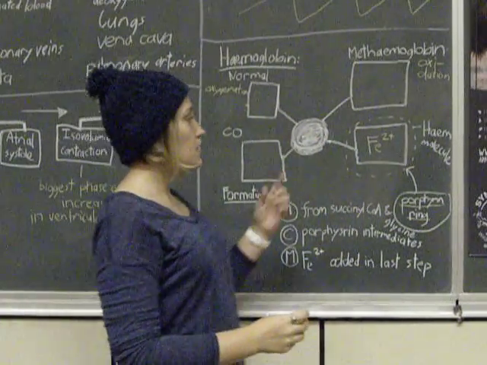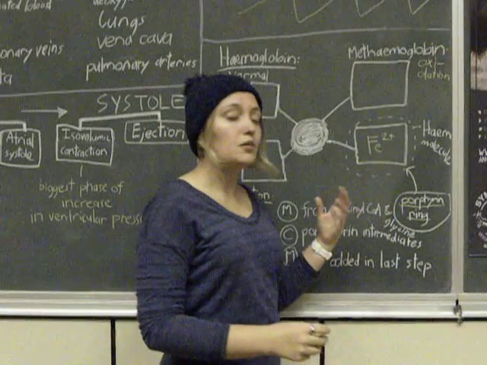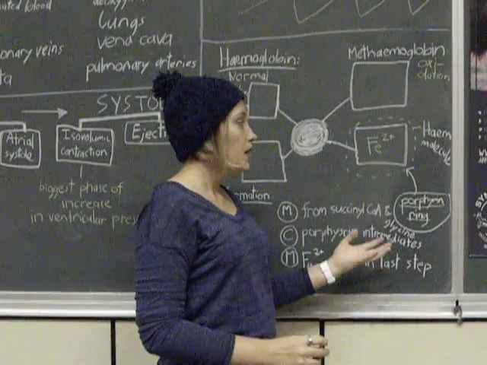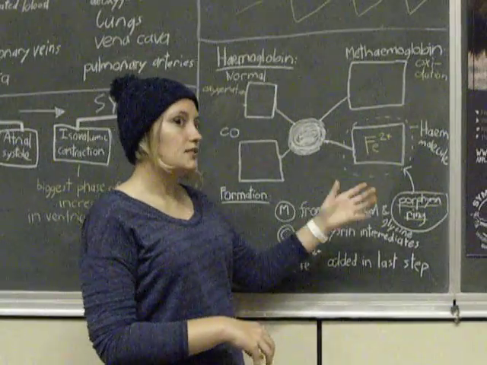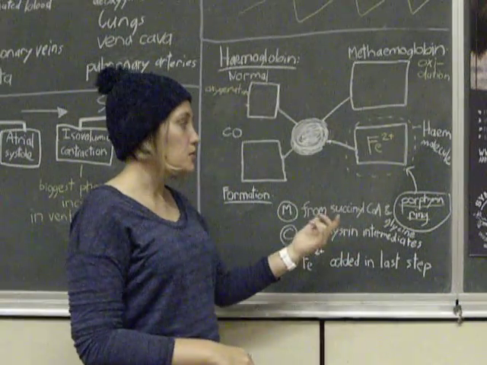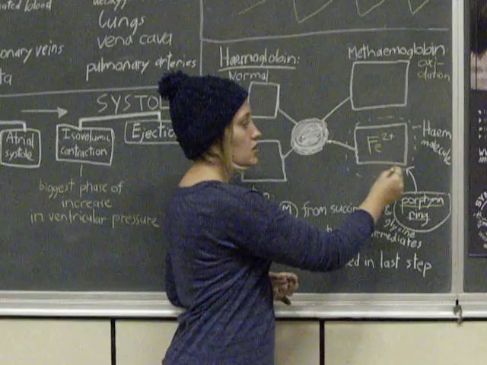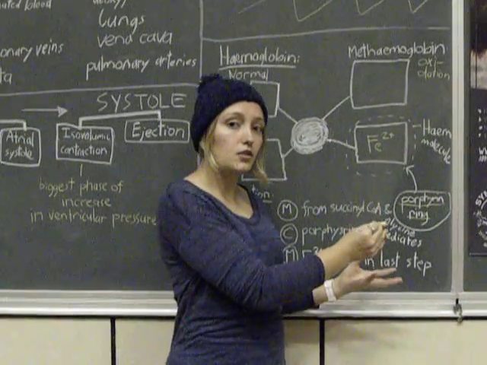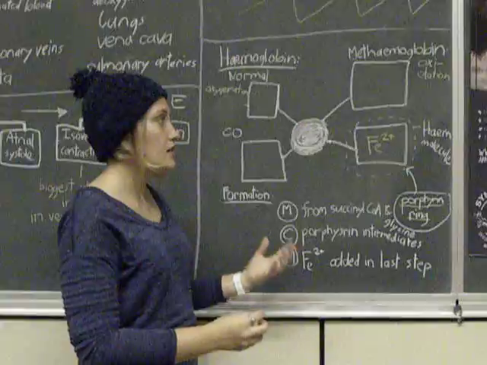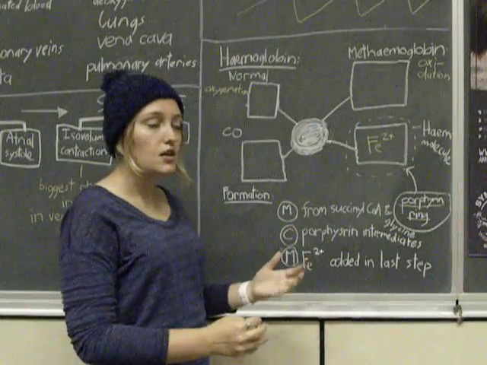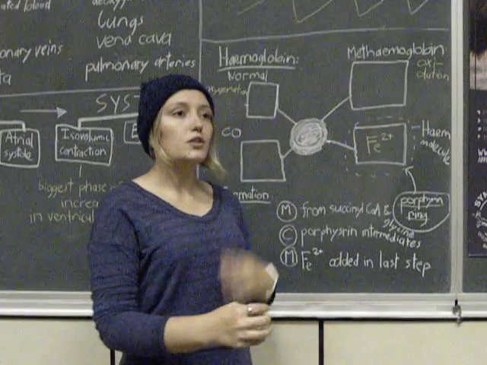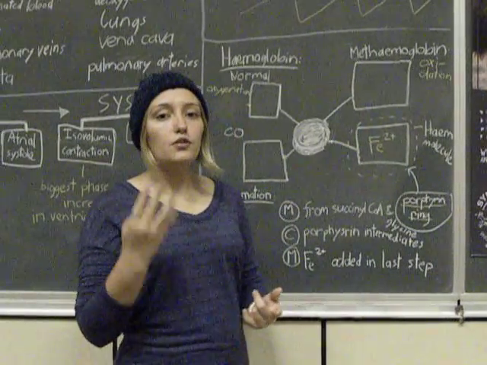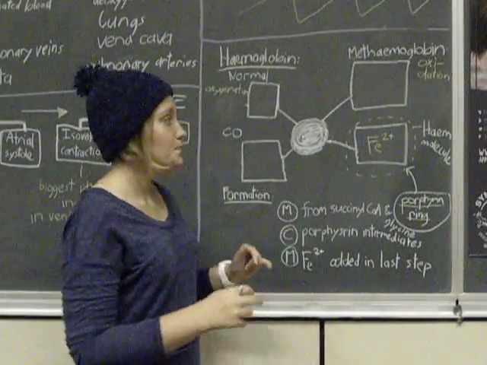What the box represents is a porphyrin ring, okay? And then in that porphyrin ring you have an iron Fe2+ bound to it, alright? And this whole structure is called a heme molecule. So hemoglobin has 4 heme molecules, and each heme molecule can bind to 1 molecule of oxygen. So for each hemoglobin you can have 4 oxygens binding to it.